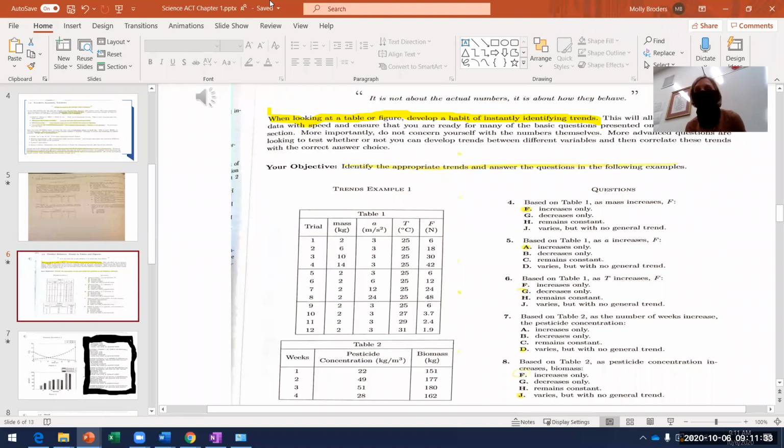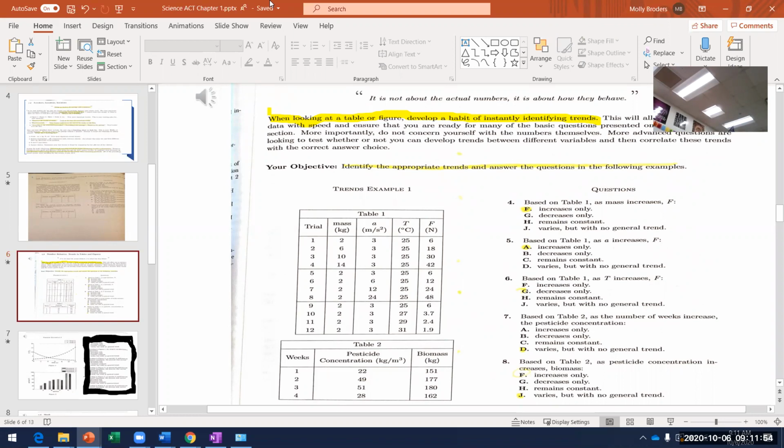What is going on in the experiment in order to answer the question. In fact, more often than not, you will not understand everything that is going on in the experiment. So don't worry about understanding the experiment. Just try to figure out what they're asking for and then get your answer, okay?